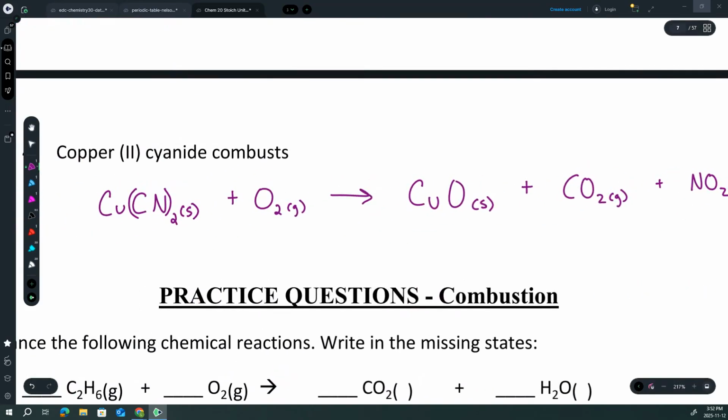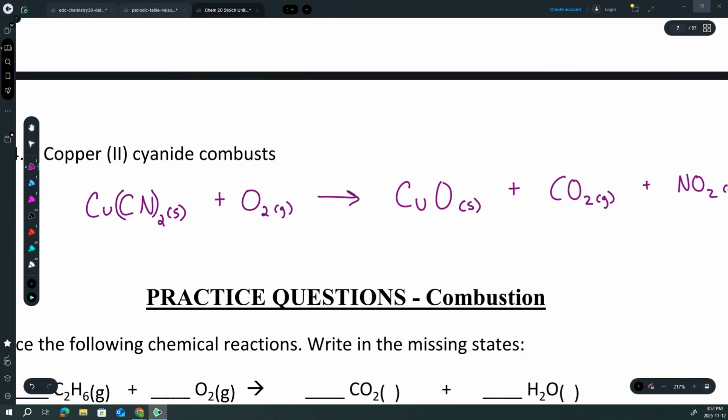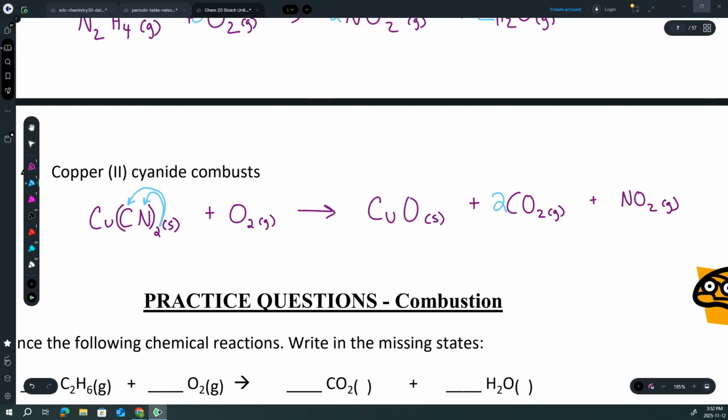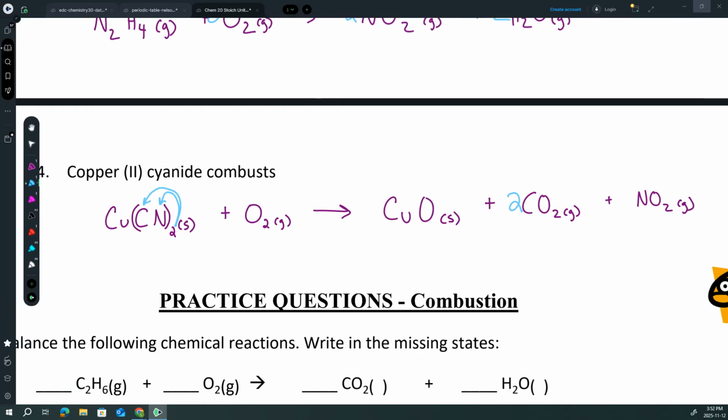Okay, so let's work on balancing here. All right, so copper, 1 coming in, 1 going out. That's good. With carbon, it kind of looks like there's 1, but there's actually 2, because this 2 affects everything inside of the bracket. So 2 carbons coming in, we need 2 carbons coming out. Okay, so carbon's all good.